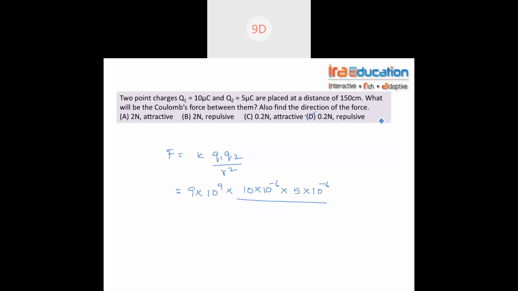The distance of separation is 150, but it's in centimeters, so I'm converting it into meters, guys: 150 divided by 100, whole square. F equals K Q1 Q2 by R square. Micro is 10 power minus 6. You want only your SI unit. Okay, guys, solving is your part. This will be the answer, either this one or this one. And this is the answer.